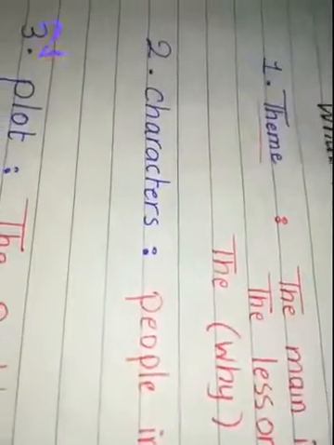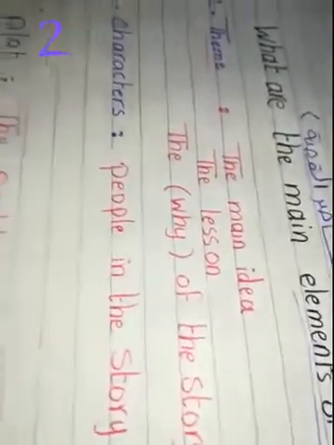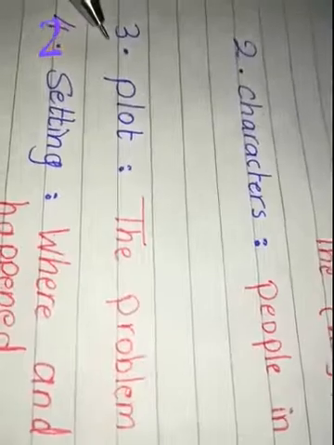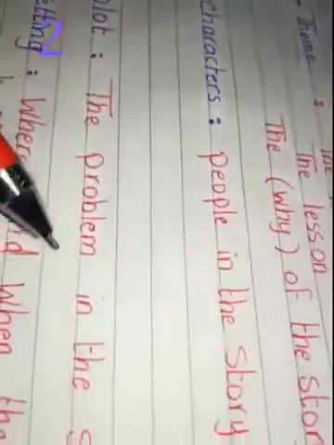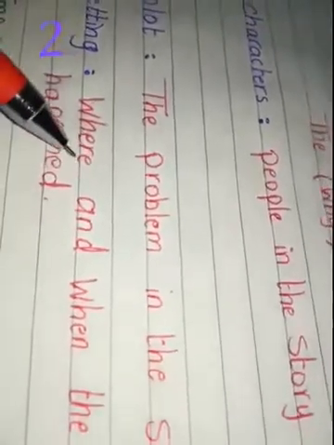Number 2, the characters, the people in the story. Who are the people in the story? Number 3, the plot. The plot means the problem in the story. What is the problem? Number 4, setting, where, the place, and when, the time the story happened.